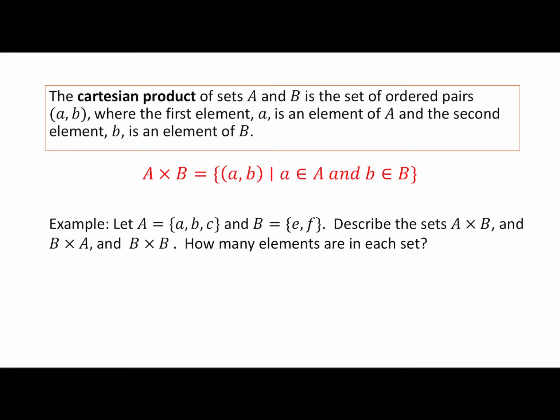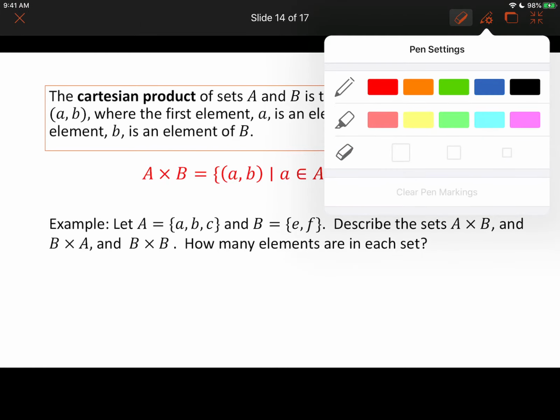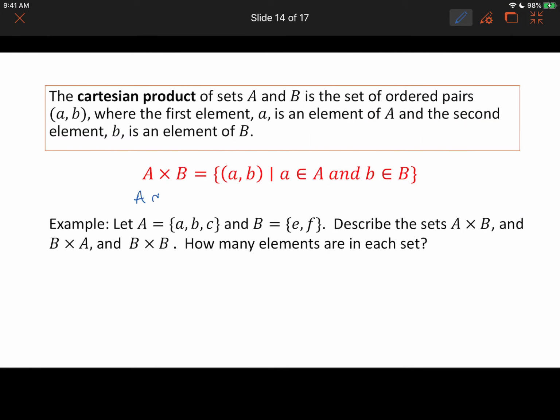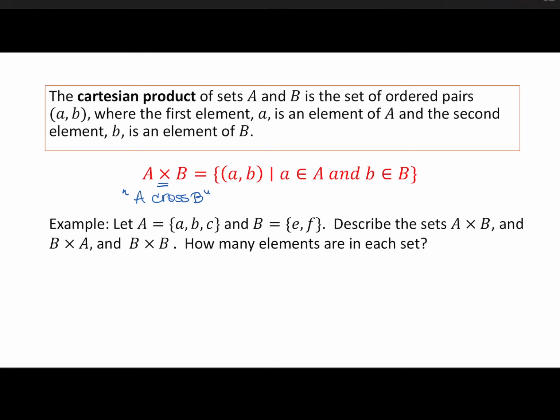Our last operation with sets in this section is called the Cartesian product of sets A and B, and it consists of all ordered pairs (a, b), where a comes from your first set A, and b is an element of your second set B. We sometimes call this "A cross B" because of the cross right there.